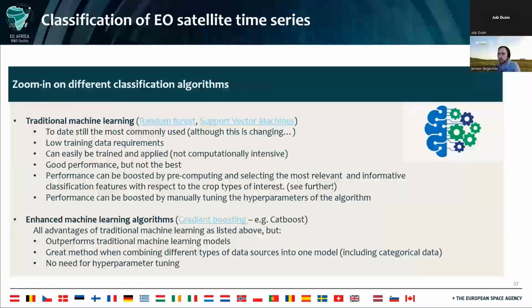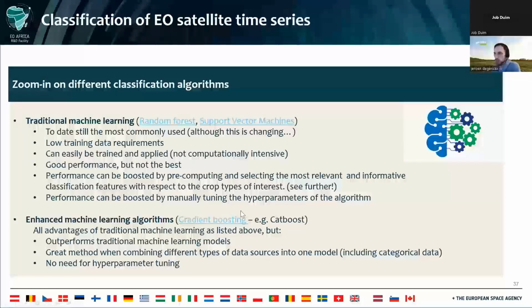Talking about the machine learning algorithms for classification tasks, again, I won't cover this in too much detail, just mentioning that up till now, the most commonly used approaches, random forests, for instance, have shown quite good performance, also with low amounts of training data. They can be easily trained and applied, so it's not computationally intensive. So this was actually up till now the most commonly used algorithm, and it is gently being replaced by more advanced approaches.